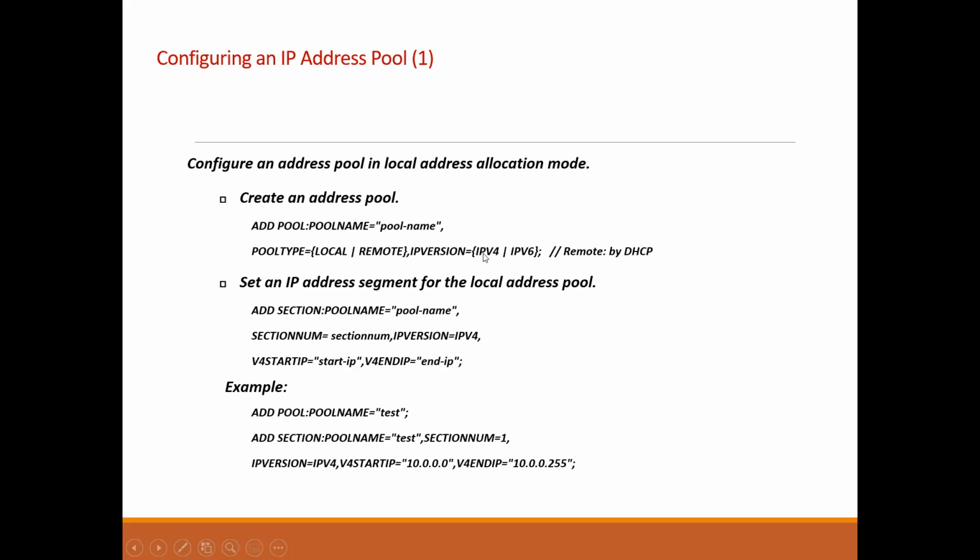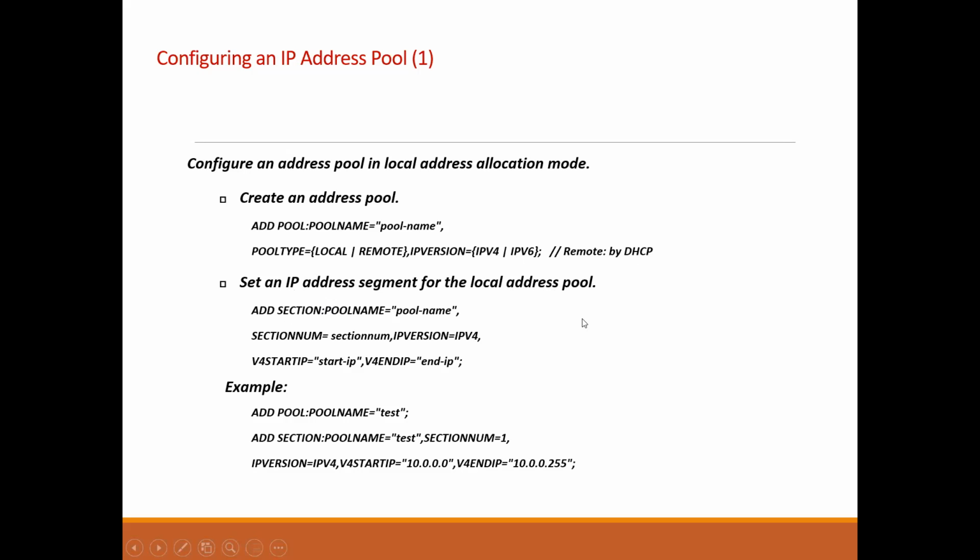It's either IPv6 or IPv4. You can specify. Okay. Next is specifying the IP address segment for that local address pool. Okay, so you specify the pool name. The command is add section.